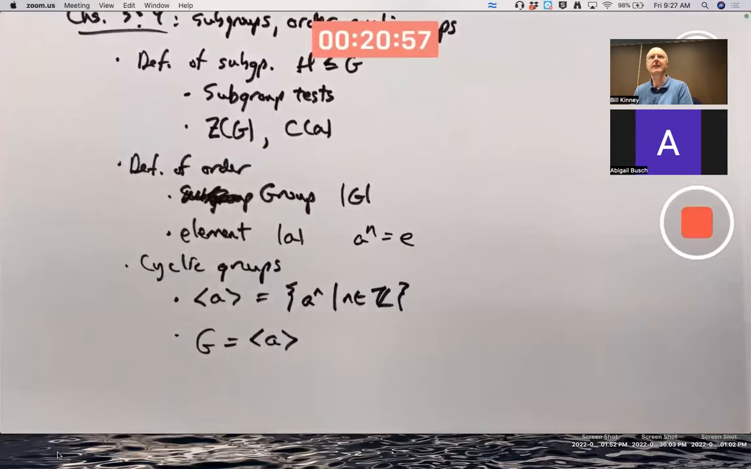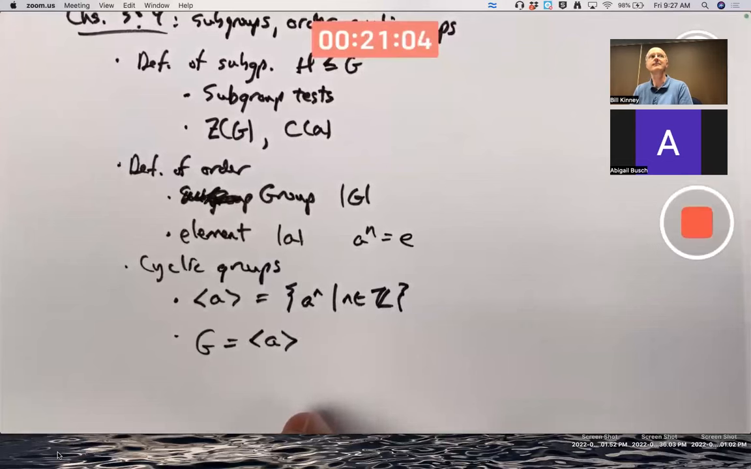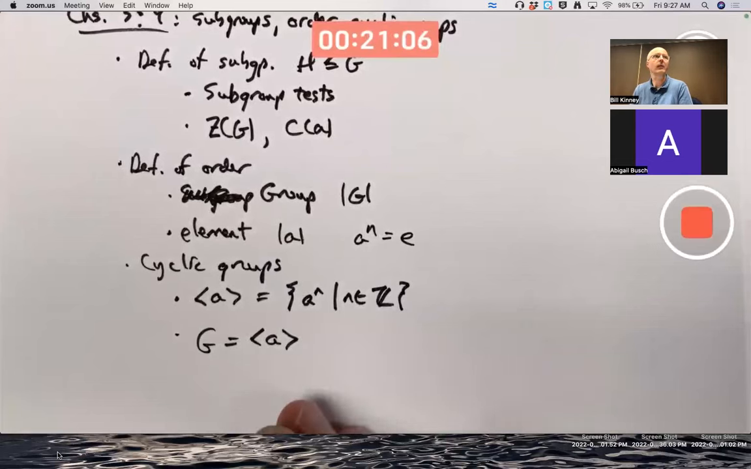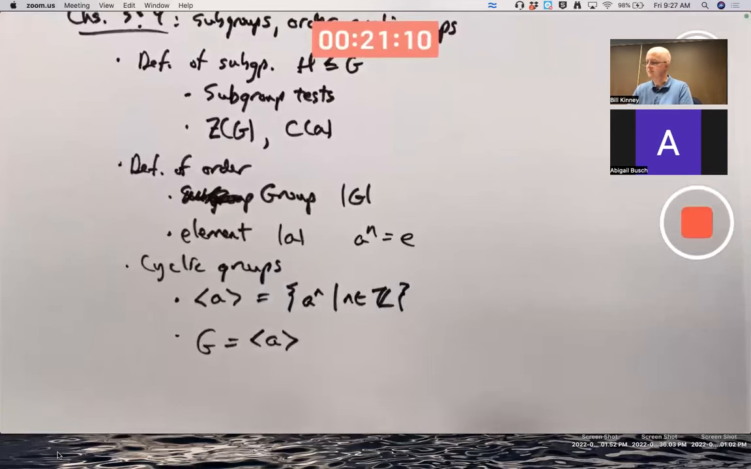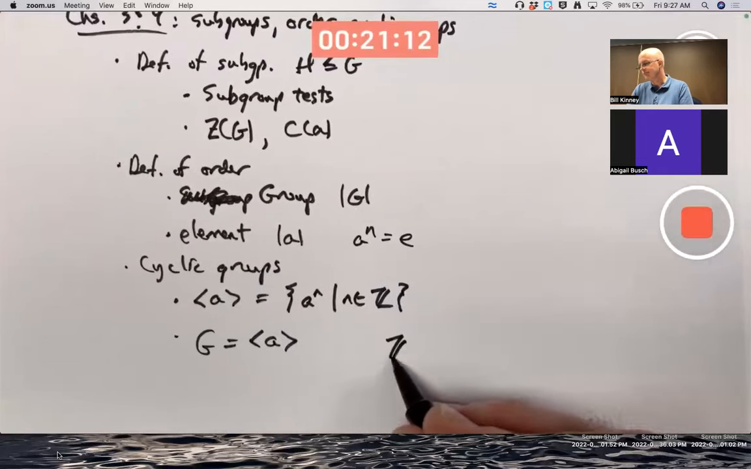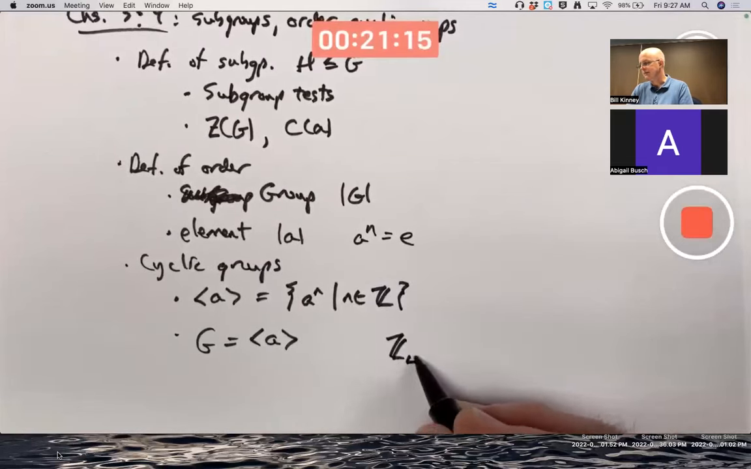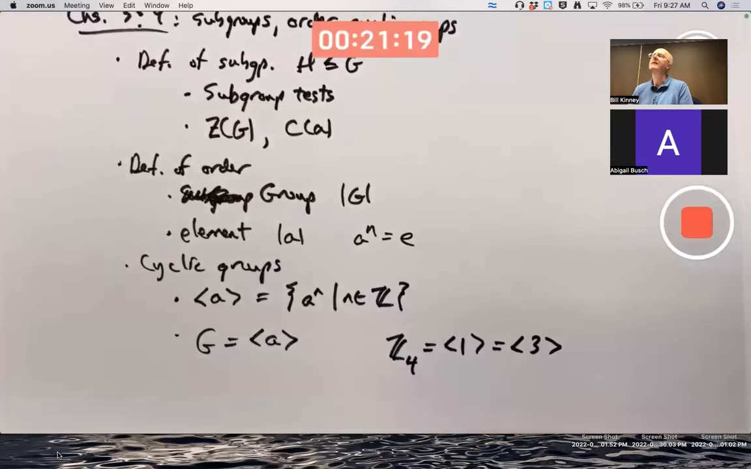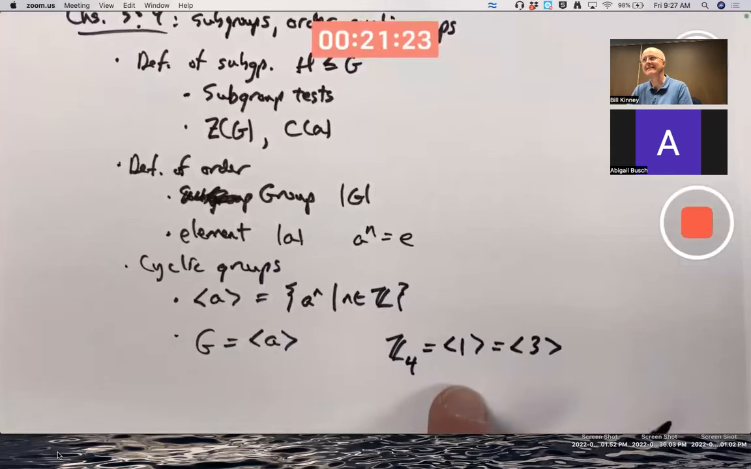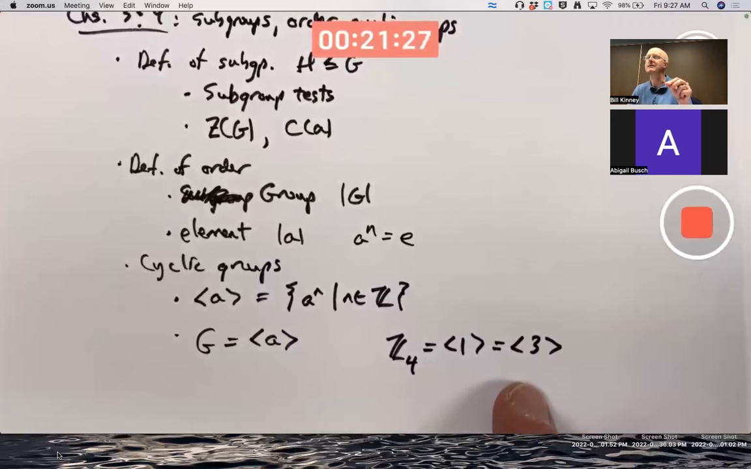And as we've seen with examples, except in the most trivial case of a group with one element or two elements, you're going to have more than one generator. For example, Z4 is generated by 1. It's also generated by 3, not 2 or 0. The operation here is addition. So we're not talking about powers of these things. We're talking about adding them to themselves.